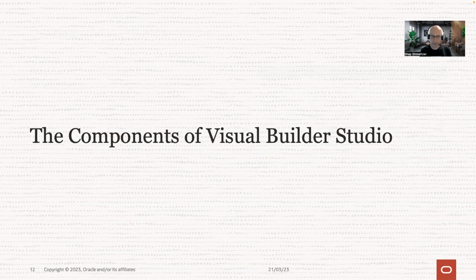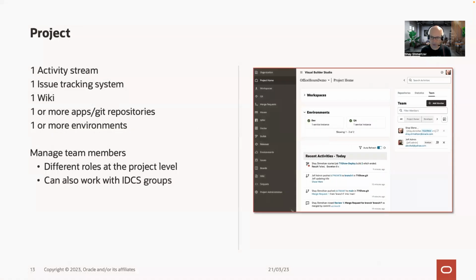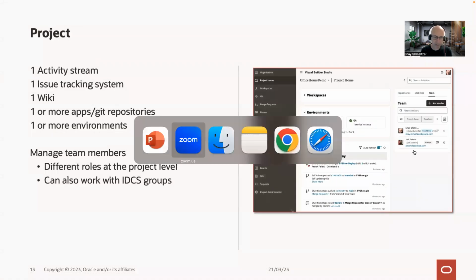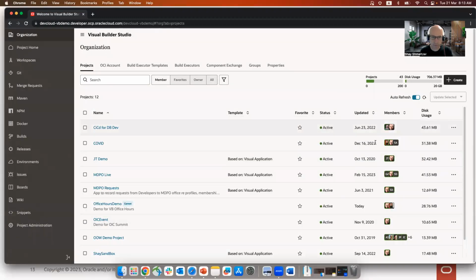All right, so let's talk a little bit about the components of Visual Builder Studio, and we'll start with something called the project. But before we do that, I'm going to switch for a second into my browser to show you the Visual Builder Studio environment. This is where you're going to get to the first time that you go into Visual Builder Studio. The first time, this list is going to be empty, and you're going to have an option there to create a project. If there are already projects, you're just going to see a list of all the projects that you have access to as a developer.